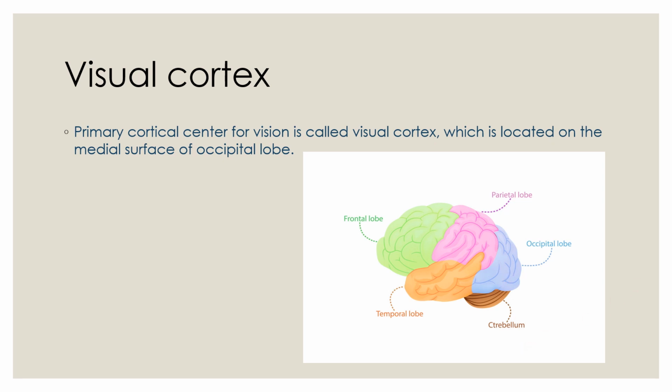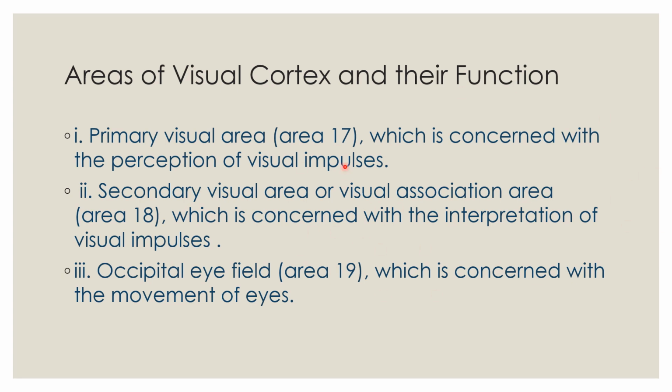For extra understanding, I have put some areas of the visual cortex and their functions. First one is the primary visual area, which is area 17, whose main function is perception of visual impulses. Next one is the secondary visual area, which is area 18, whose main function is interpretation of visual impulses. And third is the occipital eye field, which is area 19, which is mainly involved in the movement of eyes.